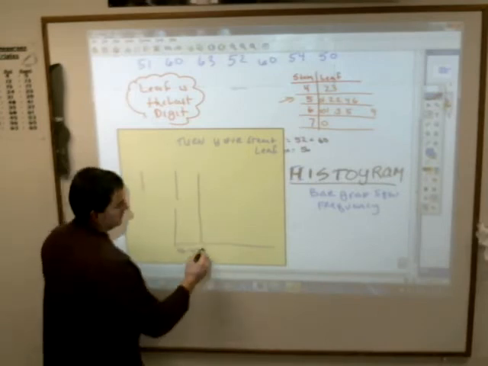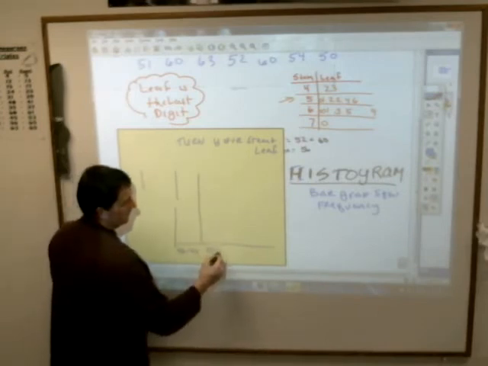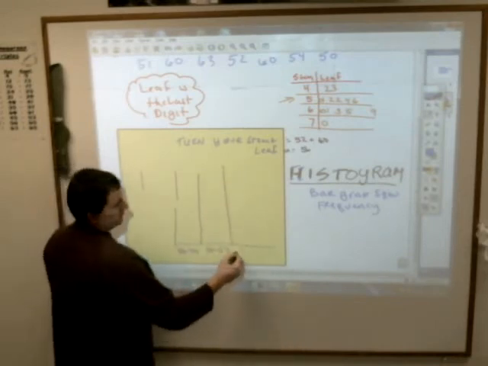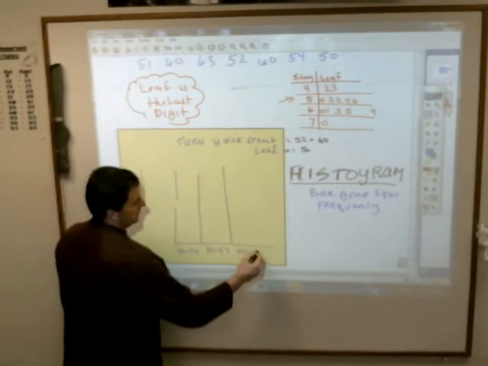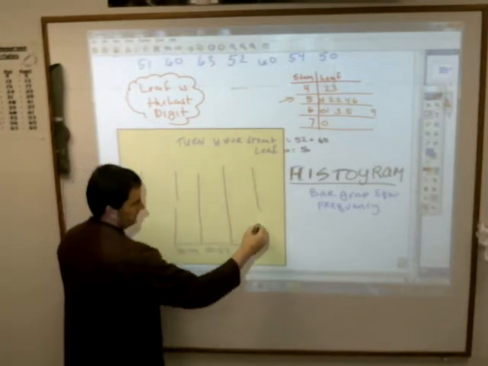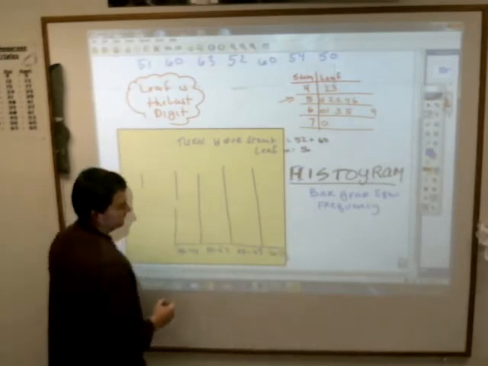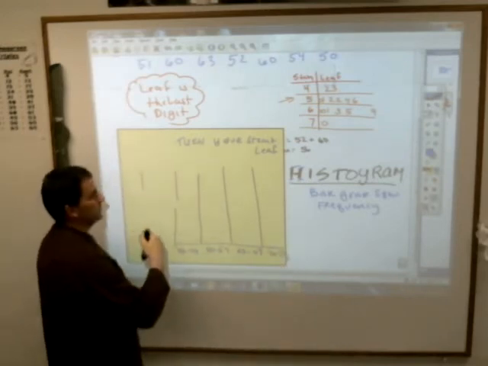So the next one's going to be between what? 50 and 59. And then it'll be between 60 and 69. And then you have between 70 and 79. So those are your bars going up.